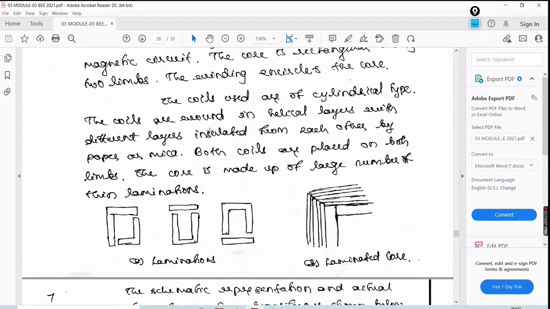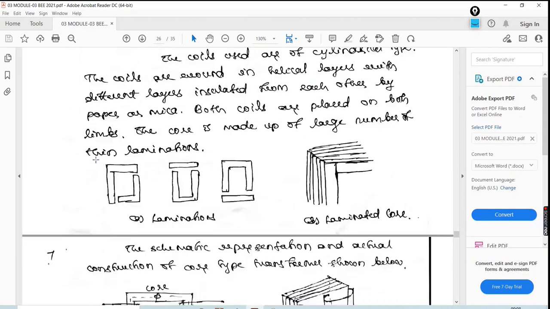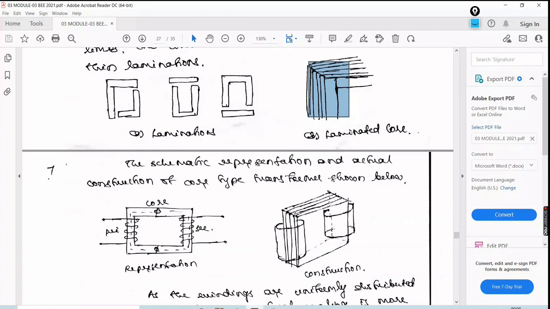Core type transformer is one in which the windings cover the entire core. That means the winding will encircle the core itself. That type of transformer is called a core type transformer. It has laminations, and those laminations are connected together to form the core. Then that core is wound with the winding.